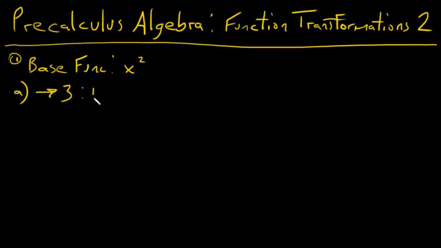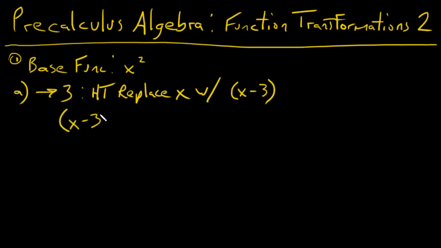So this is a horizontal transformation, which means we're going to replace x with, is it x plus 3 or x minus 3? Well, since it's a horizontal transformation, it's the opposite of what we would think. So if we move it to the right, we need to subtract 3. So every x needs to be replaced by x minus 3. So x squared becomes x minus 3 squared. And that right there will shift the function x squared to the right by 3. Okay?